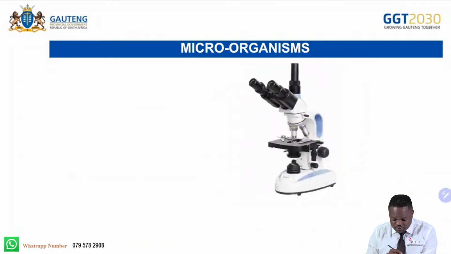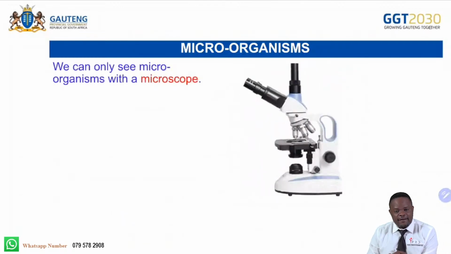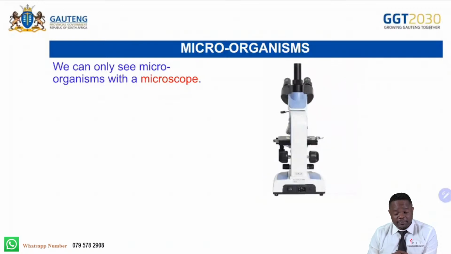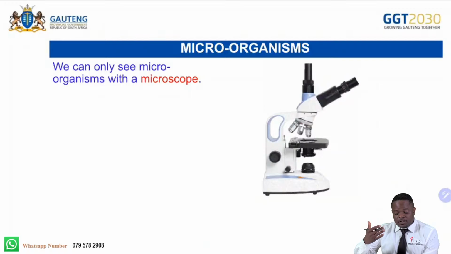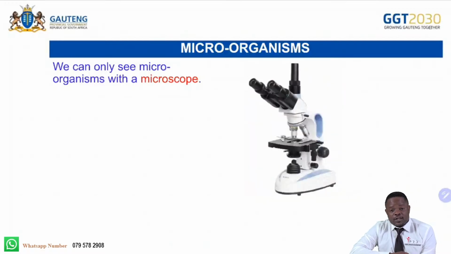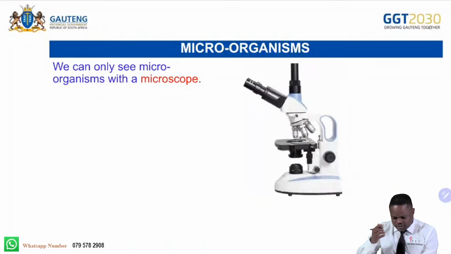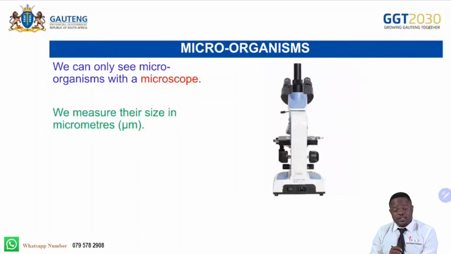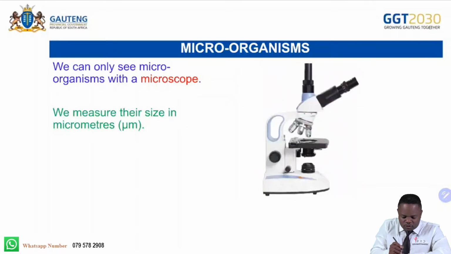Do you see this instrument? We call that instrument a microscope. I believe some of us will have come across a microscope. So we use our microscope to view our microorganisms, magnify them, they look bigger, and then we can see how they actually behave. And remember we said when we measure their size, we measure it in micrometers.